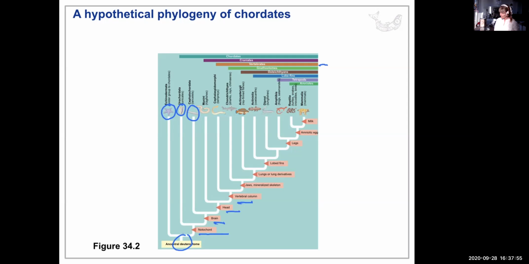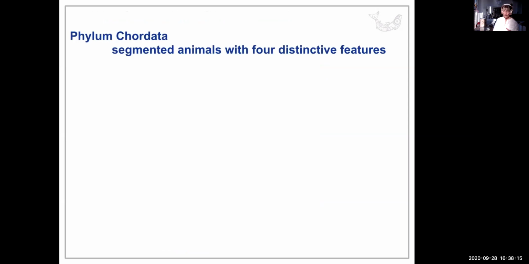From the vertebrates, we get a mineralized skeleton, which leads us to osteichthyes, which are our bony fishes. And the advent of legs brings us to tetrapods, and amniotes is the last development to bring us to the more modern mammals. So the phylum Chordata is classified such.